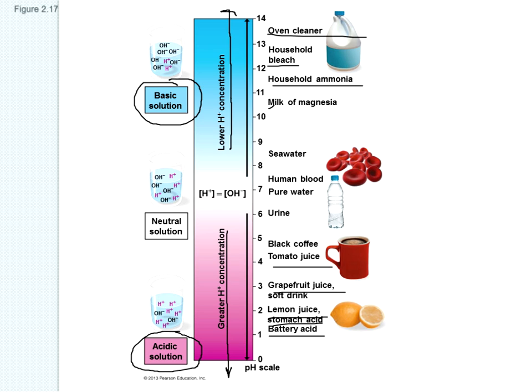So it seems a little strange the way they have it written. The lower hydrogen concentration is the higher number. Really what that's saying is a more basic solution has a higher number, and a more acidic solution has a lower number. And so finding a way to try to keep those separate is going to be the best way to help you understand this idea about the pH scale.